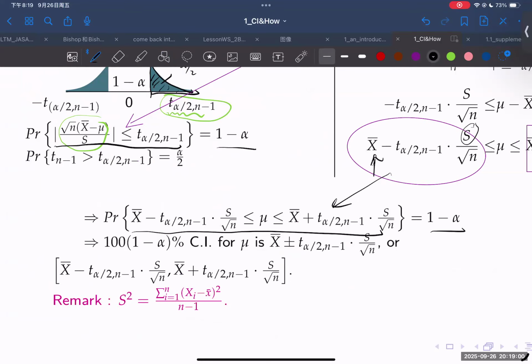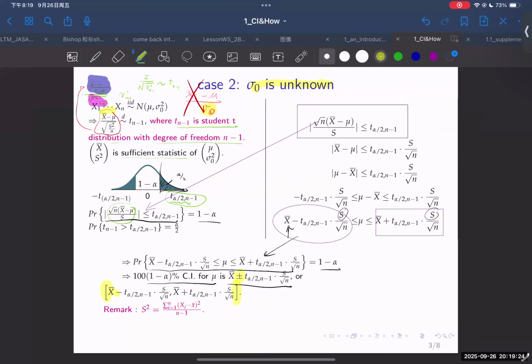And then you can answer that the 1 minus alpha confidence interval for mu would be exactly, attention, here we have two ways of writing. One is x bar plus minus. This is one way. The other one, you write the interval limits. So this is where you have it. So this is the situation where sigma naught is unknown. And then you come to the next one.